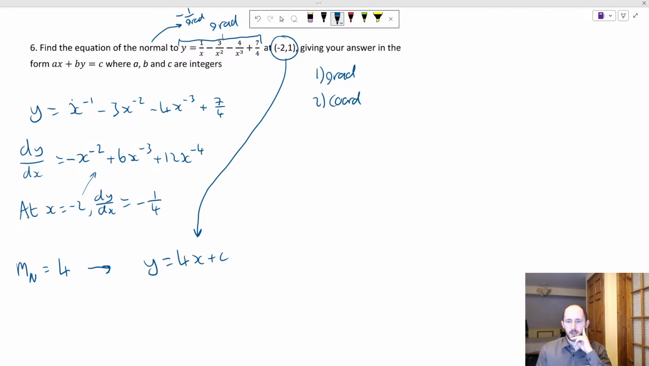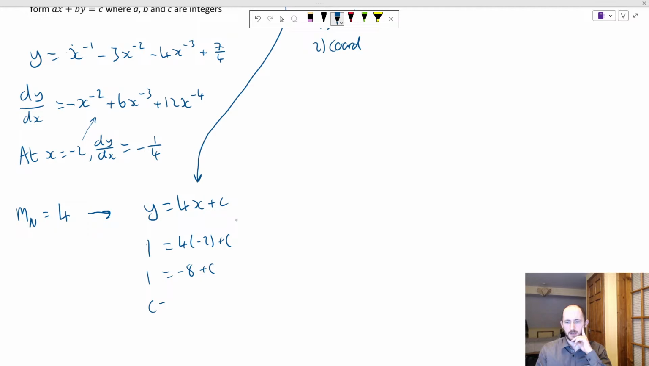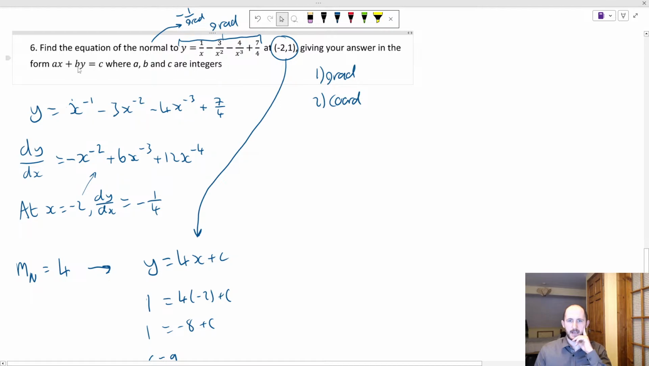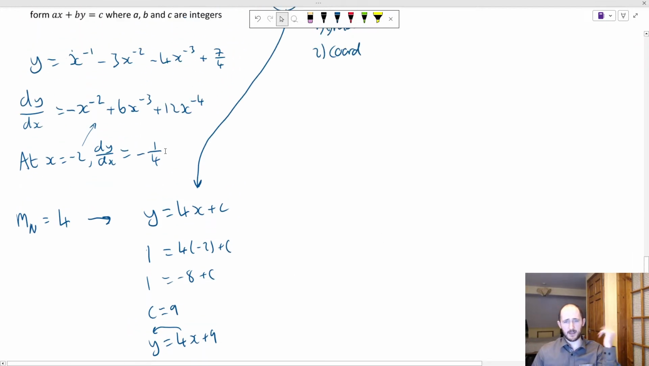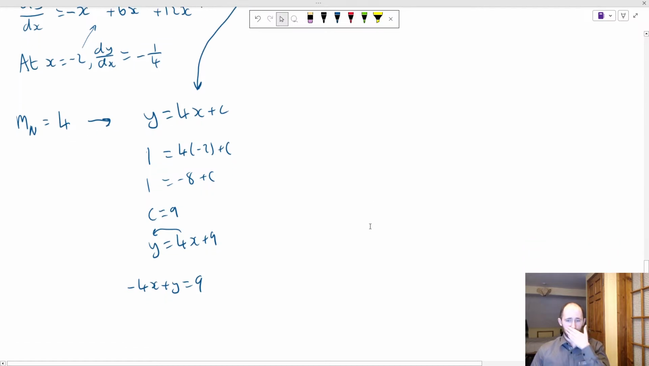So, we have 1 equals 4 times minus 2 plus c. So we have 1 equals minus 8 plus c. So c is equal to 9. So we have y equals 4x plus 9. Now it says to give it in this form. ax plus by equals c. Okay, fine. I will do that as, move this over. We have negative 4x plus y equals 9. That fulfills the criteria.